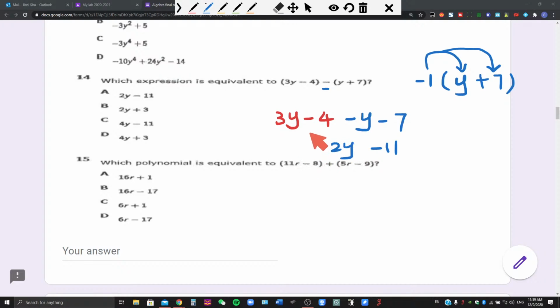Okay? And here again, you cannot further add up, because 2y, this term has a variable, and this 11 is just a simple number. So they are different terms, and you cannot add up. You cannot say this is going to be a negative 9. No, we need to stop here. So it's going to be 2y subtract 11. And the answer is A.